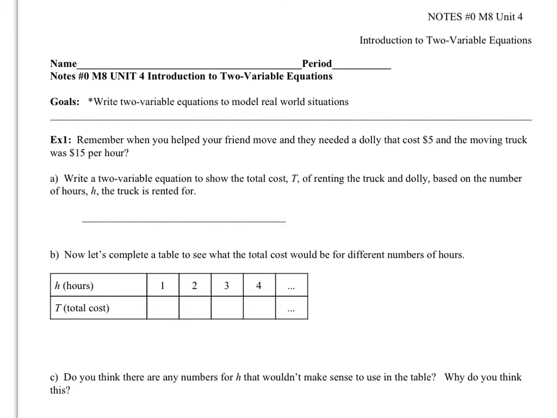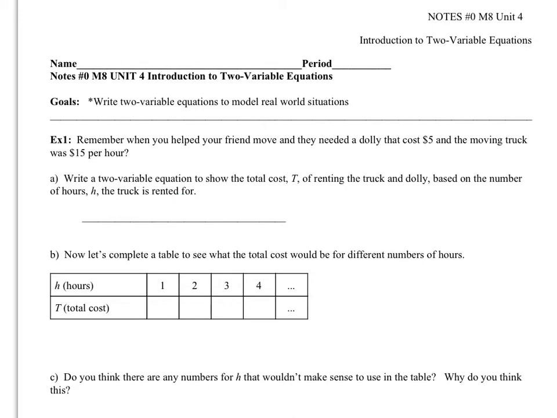A lot of the problems that we're going to do are going to be recalls of problems that we've already done with different numbers. So remember when you helped your friend move and they needed a dolly that cost $5 and the moving truck was $15 per hour? Write a two-variable equation to show the total cost T of renting the truck and the dolly based on the number of hours, H, the truck is rented for.